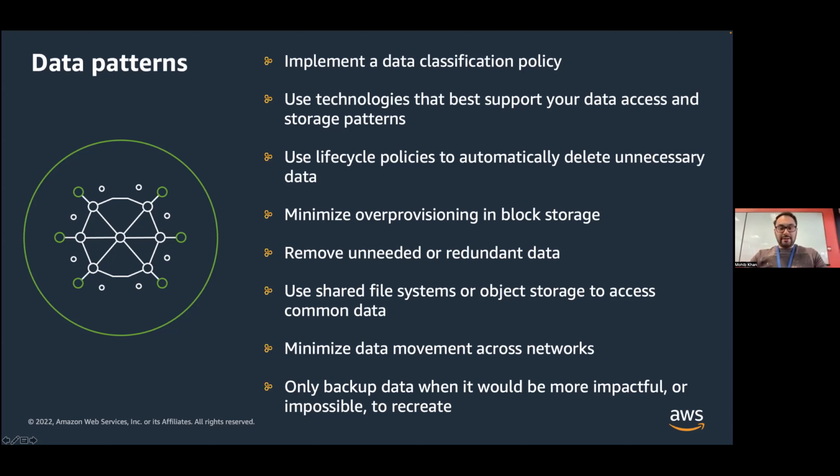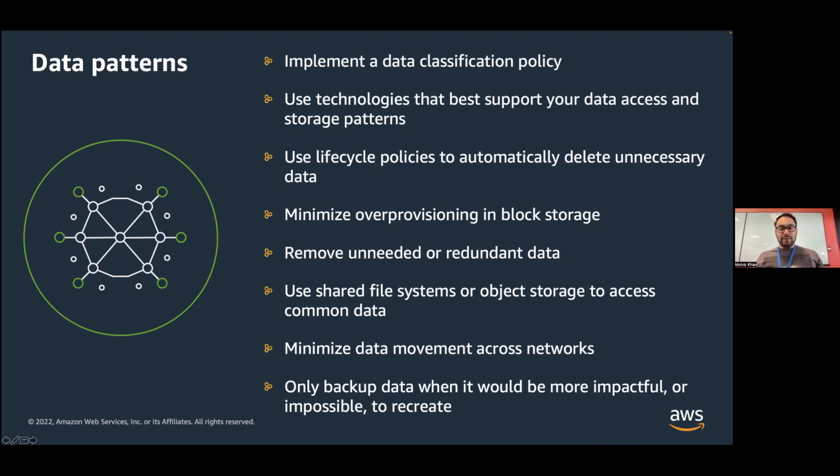So the idea here is how you can move away from block storage, which actually consumes a lot of underlying power. Why? Because it's a hot storage tier. So that's another way of understanding your data patterns.